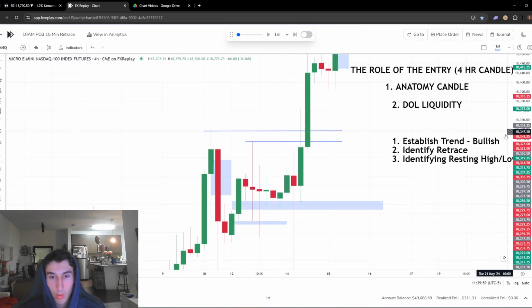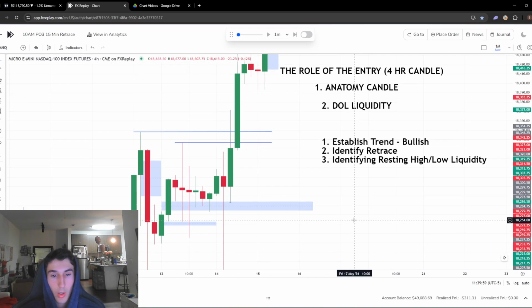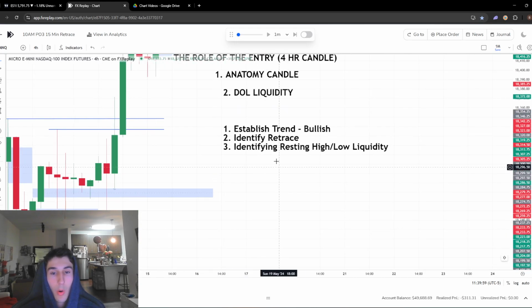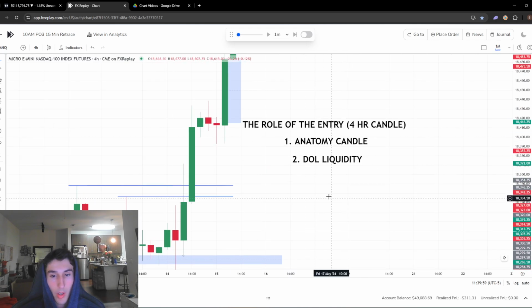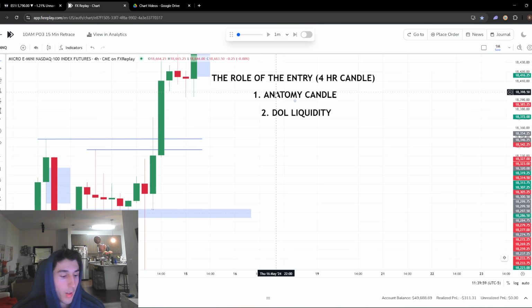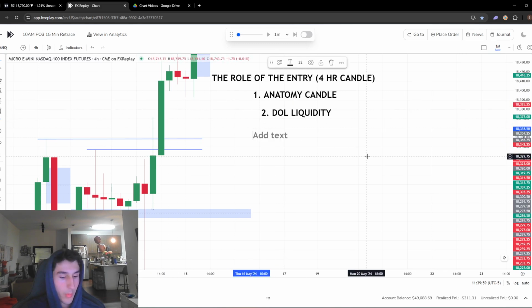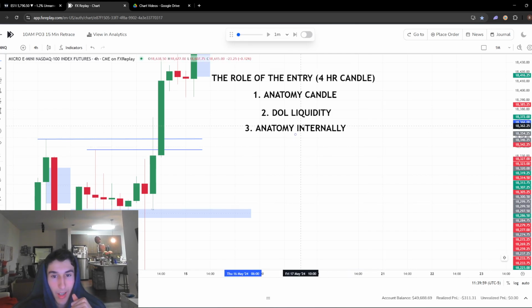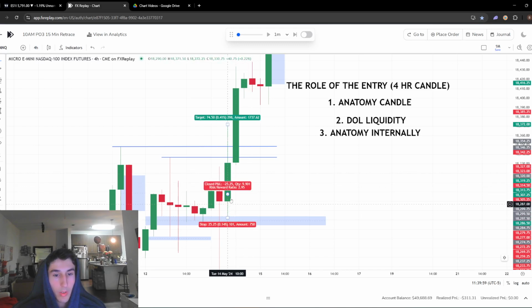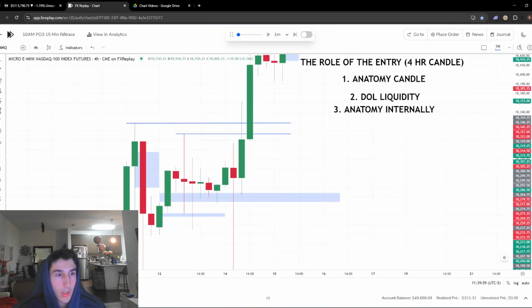So what do we want to see here? We want to now go down into the trenches of this 4-hour candle and understand on the lower time frame what this all means. Now we've identified and understand the anatomy of drawn liquidity. We're going to go back a little bit into the anatomy of a candle, but in a different form, anatomy internally. So we're going to dive inside of this candle and see what it's really made of and what these wicks and highs and lows actually look like on the lower time frame.